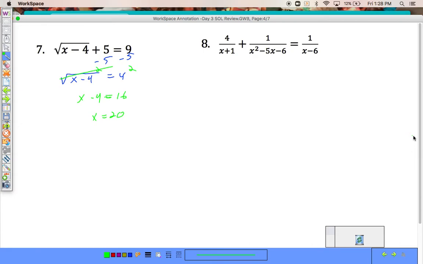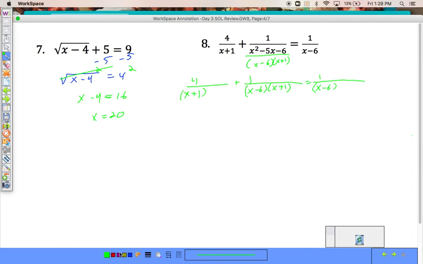All right, number 8, a rational equation. For a rational equation, we're going to have to factor our denominators. We're going to get common denominators. We're going to find out where the graph does not exist, and then we're going to solve. All right, so I'm going to factor. X minus 6, x plus 1 are my factors for this piece. So I'm going to write 4 over x plus 1, the original problem, plus 1 over x minus 6, x plus 1 equals 1 over x minus 6.